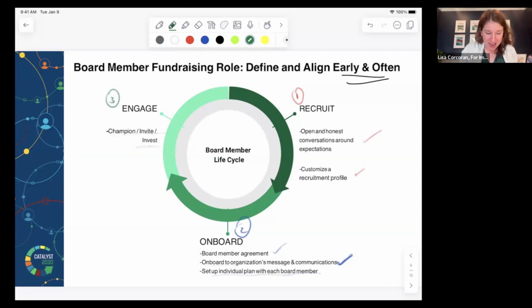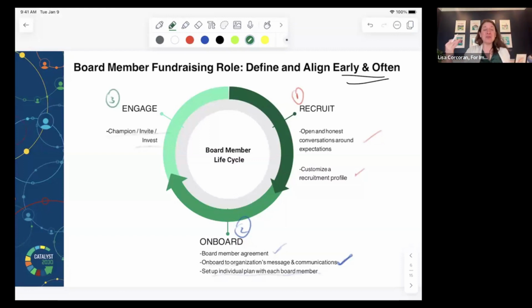Before I move on, I want to take one last moment and reiterate the importance of defining and aligning expectations at every step of a board member journey. This is what's missing, I would say, in my experience. And I think if we can do this early and often, from the recruitment phase until a board member steps down, and work that into our processes and routines, we're going to see a big difference in board members' engagement around fundraising.